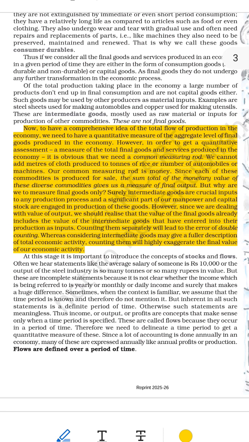Counting them again would make the total look too big, which gives us a wrong picture. That mistake is called double counting, when you count the same value twice.